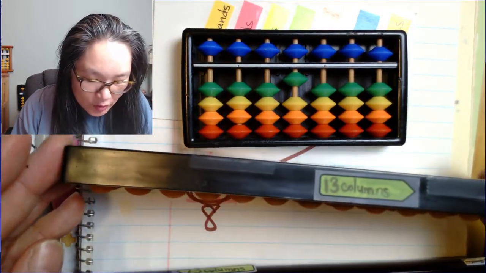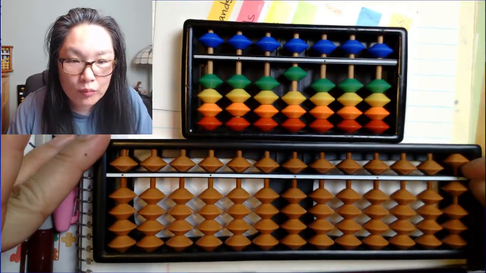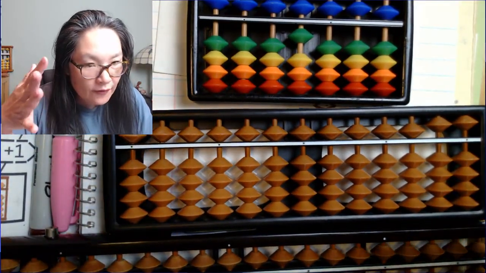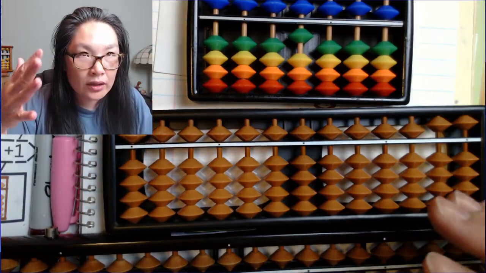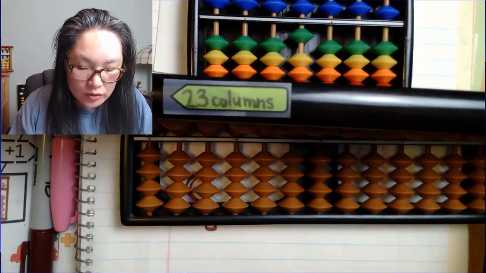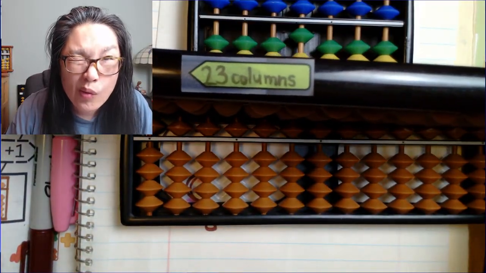So this one is a 13 column one. It just means that I have more digits. That's the only thing. So as an adult, I would probably invest in a 13 column, or I could do 23. I know there's a 21 column one.